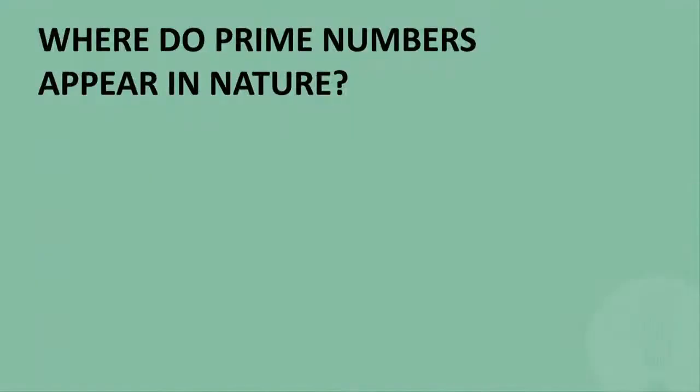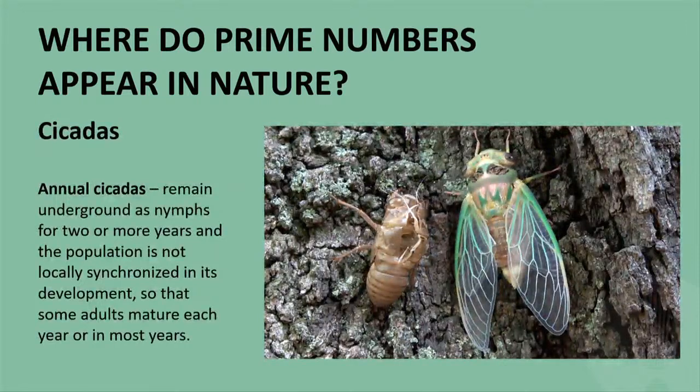So where do we find prime numbers in nature? Cicadas. And we have one of these events coming up this year. Now, there are different kinds of cicadas. We have annual cicadas, and these appear every year. There's a lot of species that are annual cicadas. They remain underground as nymphs for two or more years, and the population is not locally synchronized in its development, so that each year there's going to be an adult that comes to the surface, or more than one adult, that you're going to hear.